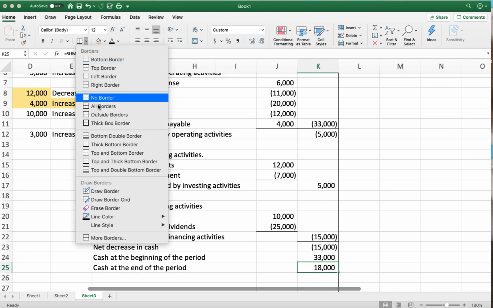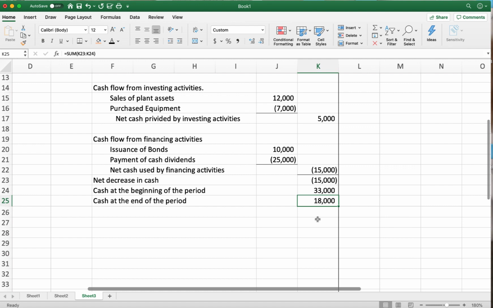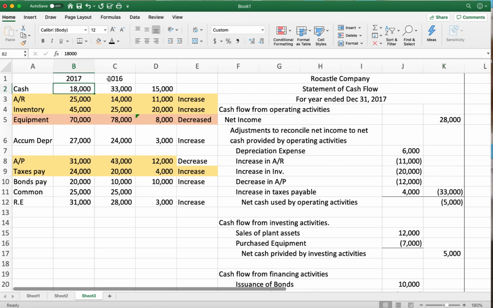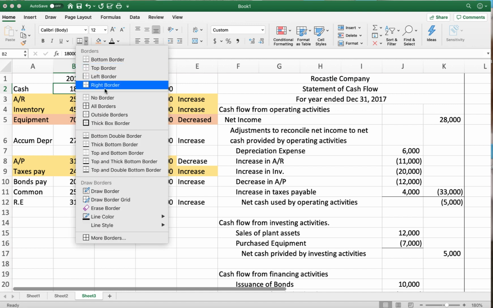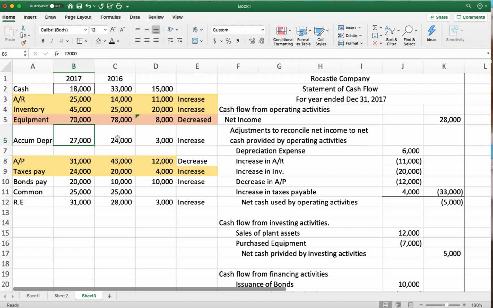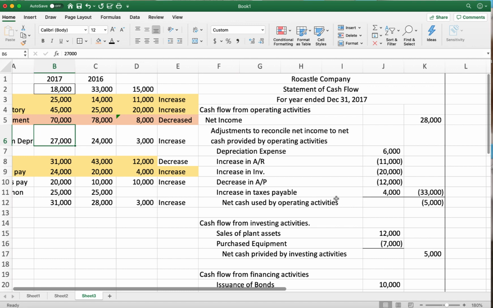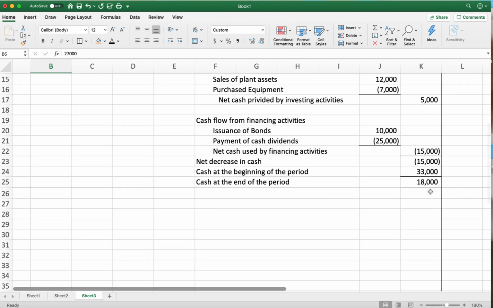Put in your double bottom border, please. Guess what? To make sure I did this right, I'm going to take this cash at the end of the period, $18,000, compare it to my balance sheet. Of $18,000, I am correct. This is right. I did everything correctly. If the cash at the end of the period from my statement of cash flow did not match my balance sheet, I did something wrong.